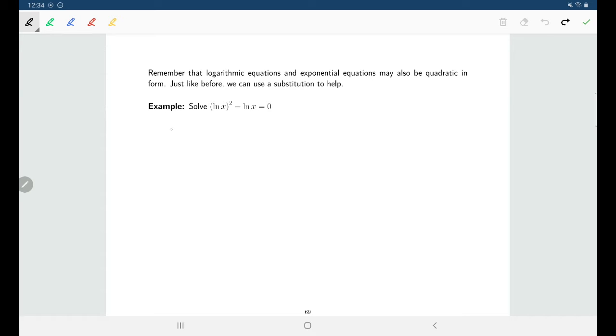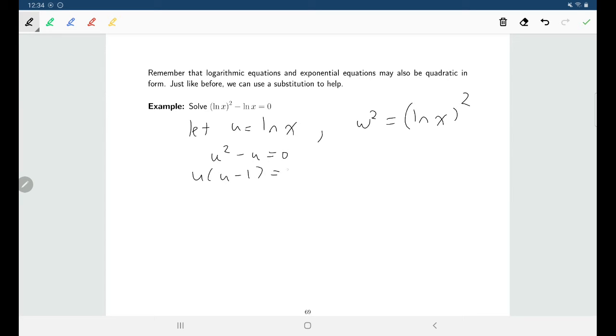So you could factor out of the first two terms a natural log of x, leaving a natural log of x minus 1. You could also see the same thing via a substitution. If you were to let u be natural log of x, then that means u squared would be natural log of x whole thing squared. And you would have the equation u squared minus u, which maybe makes that common factor a little bit more obvious.